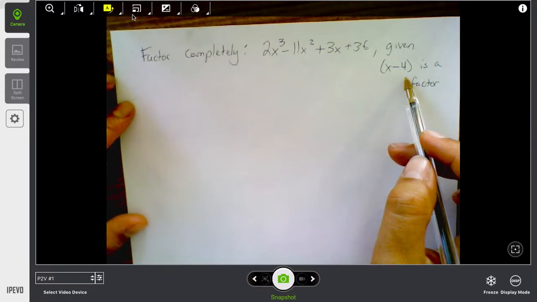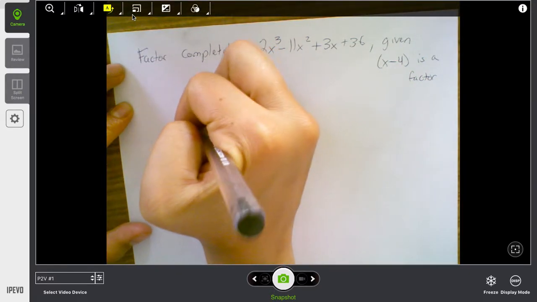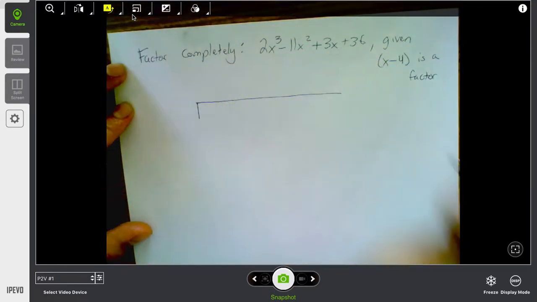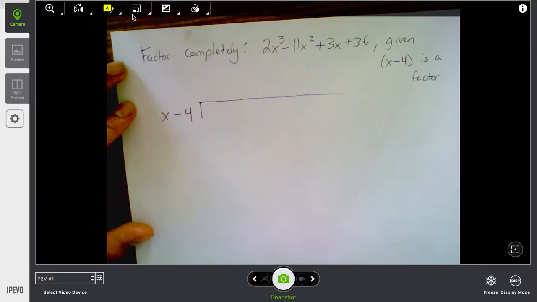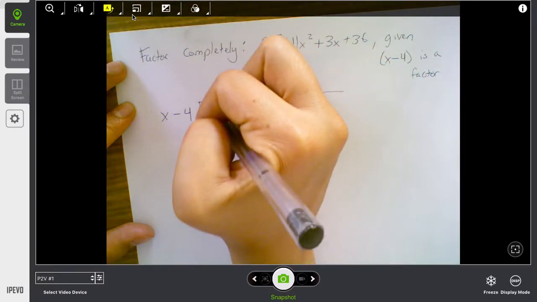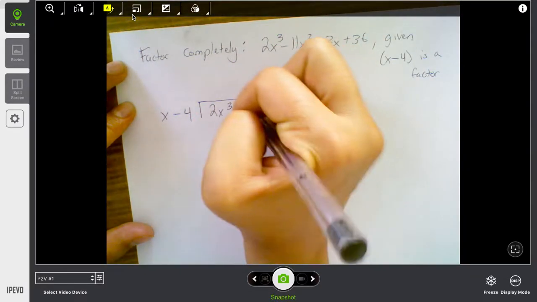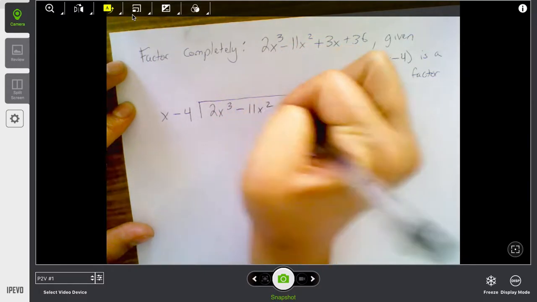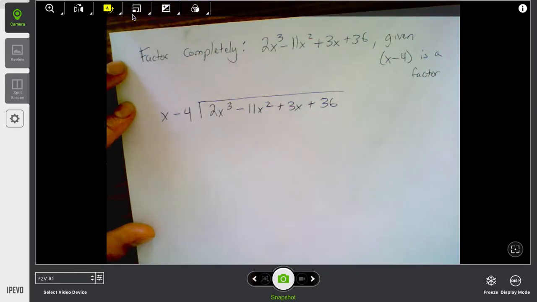So let's go ahead and set this problem up. So I'm going to make this as a long division. So I'm going to use the symbol here. I'm going to have x minus 4. And then here I'm going to put the 2x to the third minus 11x squared plus 3x plus 36. And then I'm going to do long division.